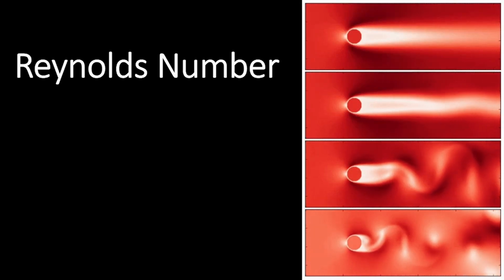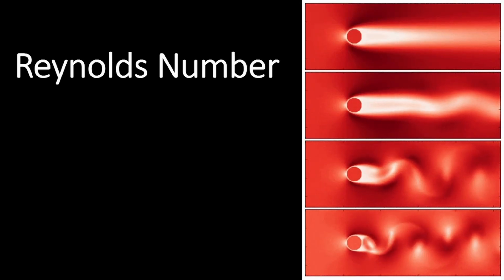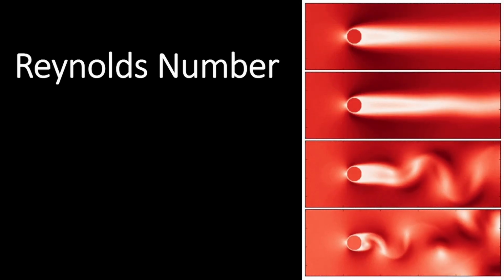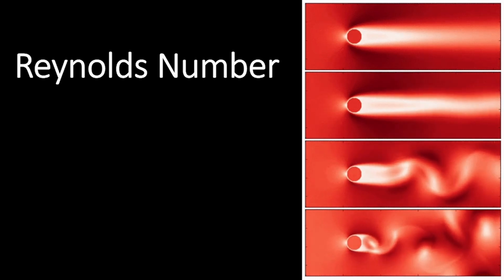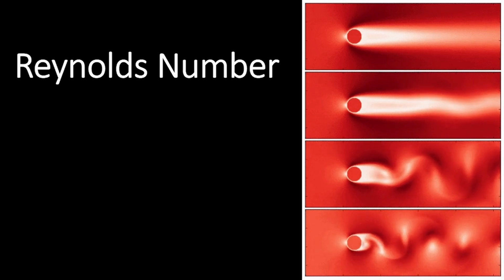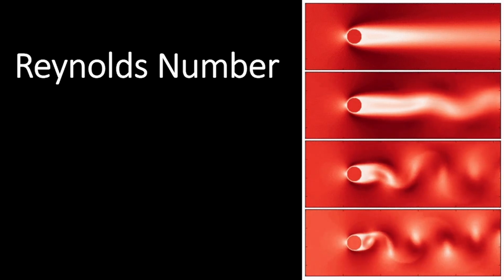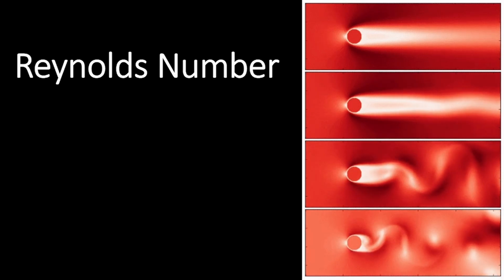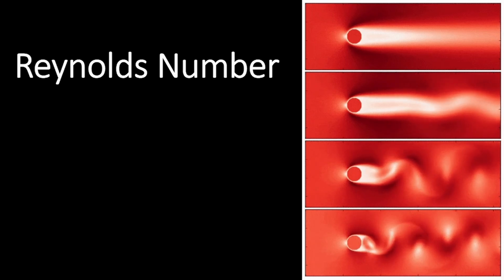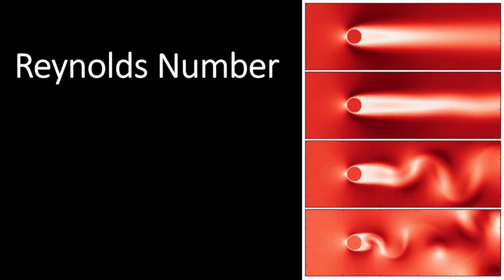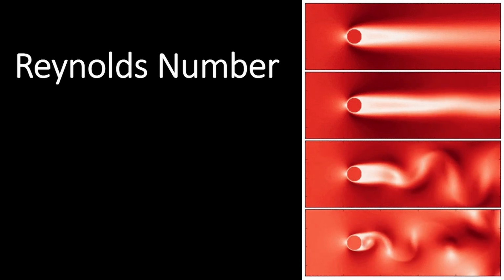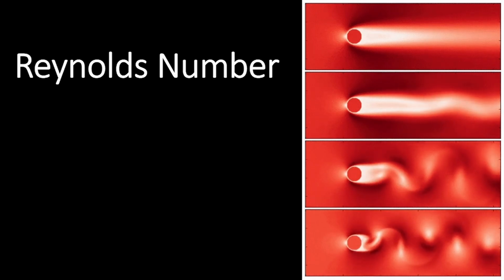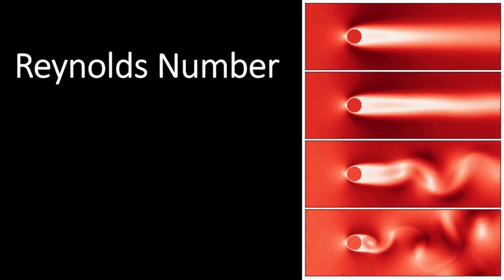Hello folks, today we're going to talk about Reynolds number, what it is and where we can use it. So a Reynolds number is a dimensionless value which can be calculated based on the fluid characteristics and the characteristics of a body which moves in that fluid, and it describes the level of turbulency of the flow.